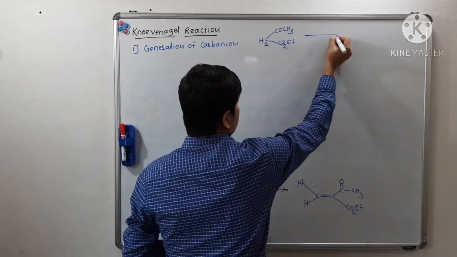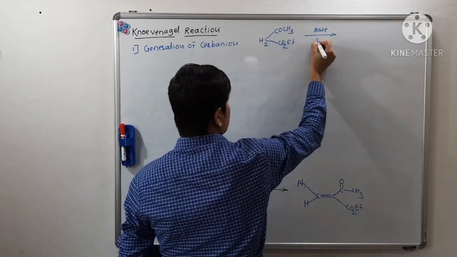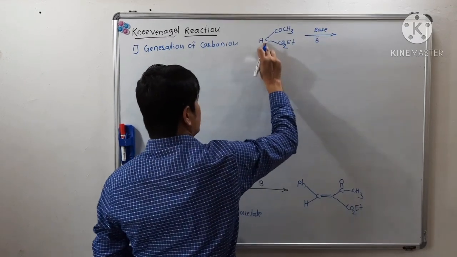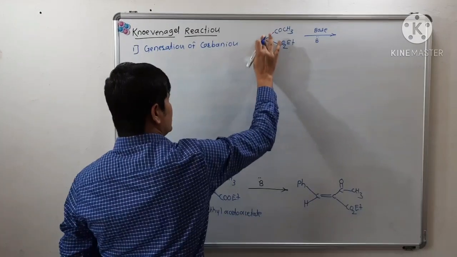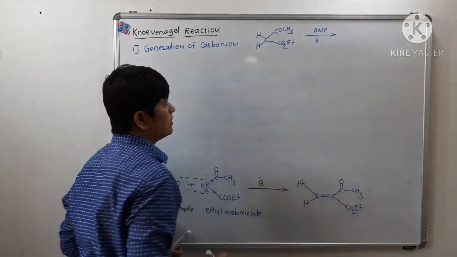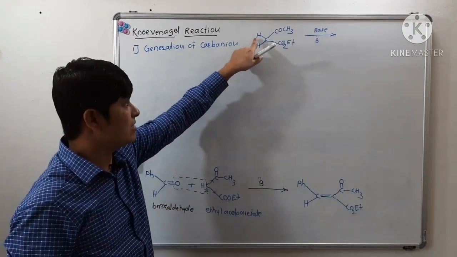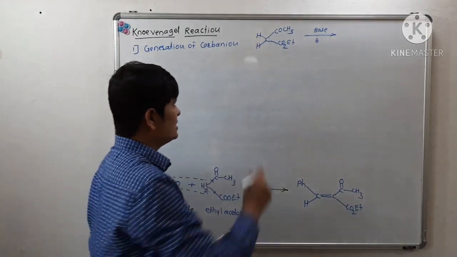So this compound is on reaction with what? Base. I will write these two hydrogens, these two protons, like this. Isn't it? The same compound I have written here, just with the two hydrogens written in this way.